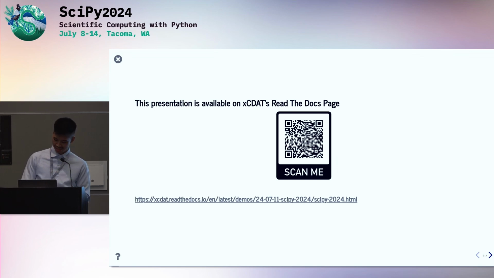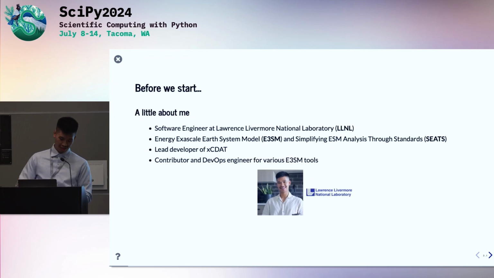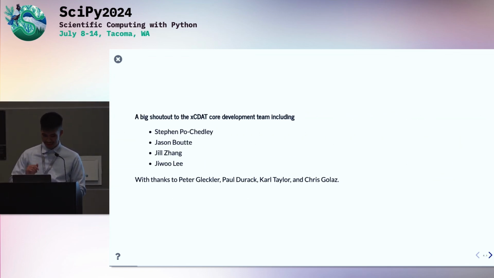All right. So let me just skip this. Max already gave an introduction about me. So next slide. Just before I begin, I want to give a big shout out to my wonderful team. Without them, this project would not be possible. So Steve Pochetti, Jason Butte, Jill Zhang, and Jiwoo Lee, they've been great help on this project from the beginning. And as well as the people listed below, Peter, Paul, Carl, and Chris. They are climate scientists in the LLL climate program, and they've provided very good domain knowledge for us to be able to develop these capabilities for the climate community.